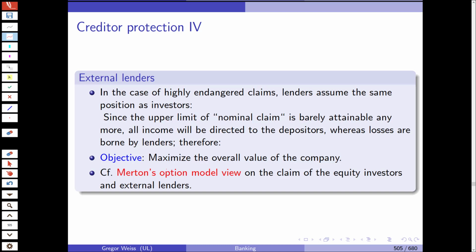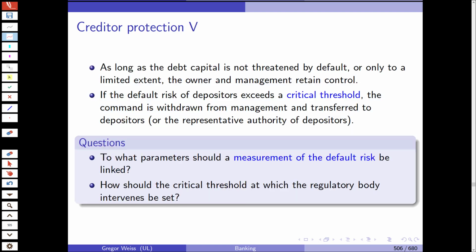And if you compare this to Merton's option model, the Black-Scholes model, which is also called the Black-Scholes-Merton model, you can easily see this because you have a claim of the equity investors and claims of the external lenders or creditors to the firm value, and then you see that they have these incentives. So we need investor and creditor protection.